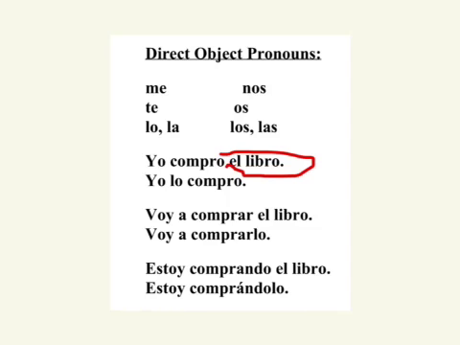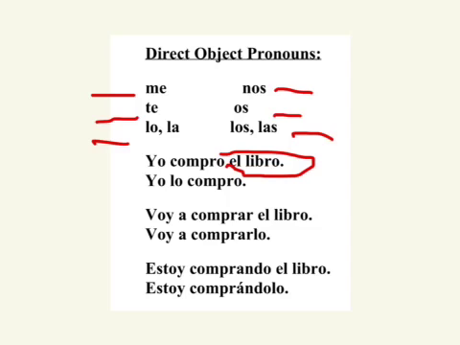Direct object pronouns replace direct object nouns and are used to avoid repetition while speaking or writing. And the direct object pronouns are me, te, lo, la, nos, os, los, and las. Those are your direct object pronouns, and those are the pronouns that are used to replace your direct object. These pronouns may refer to people, animals, or things already mentioned.